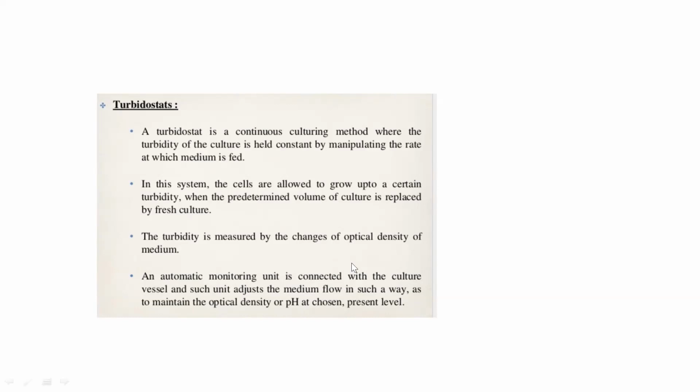or removal of the medium. So suppose the turbidity is very high, that means a little bit of extra medium will be poured in. If the turbidity is low, if the growth is not very proper, it means the medium influx will be stopped. So an automatic monitoring unit is connected with the culture to maintain the desired environmental conditions like optical density or pH at a particular level.